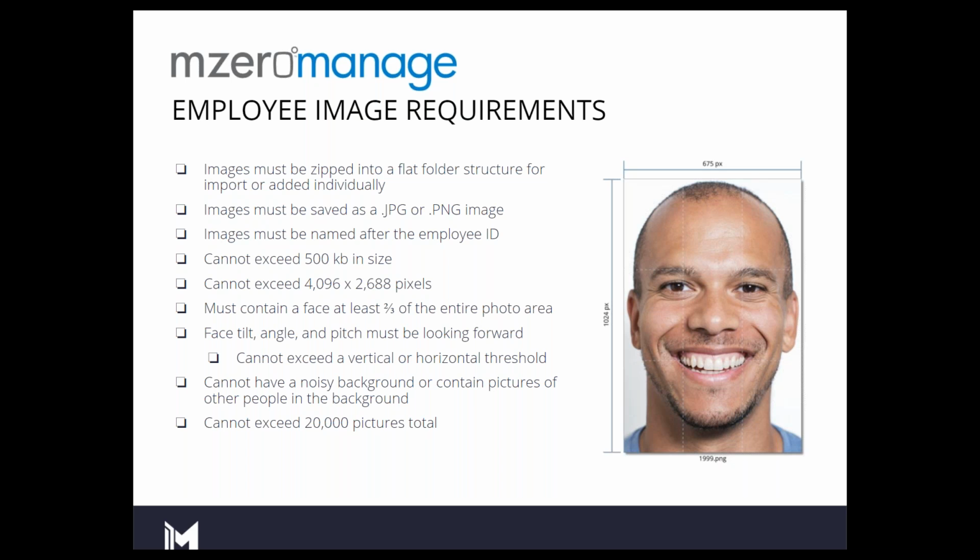Mentioned again about the face tilt, the angle, the pitch. We can't have any glamour shots. We can't have anybody looking over their shoulder. It's just straightforward, looking right into the lens of the camera. The camera should be on level with the individual who's being photographed.